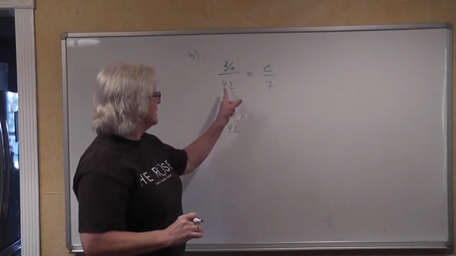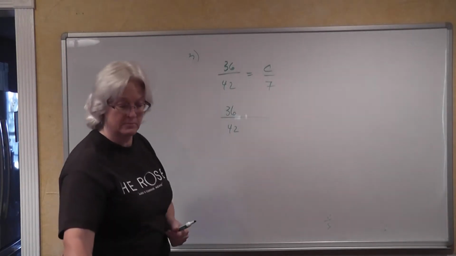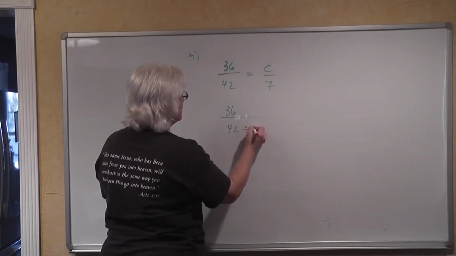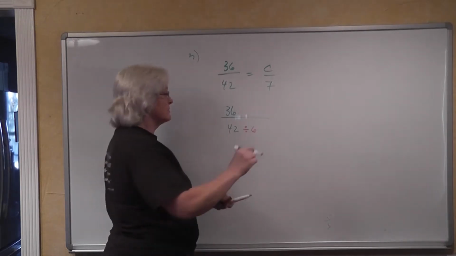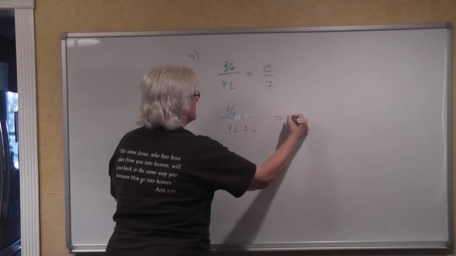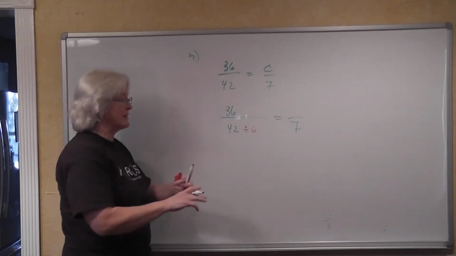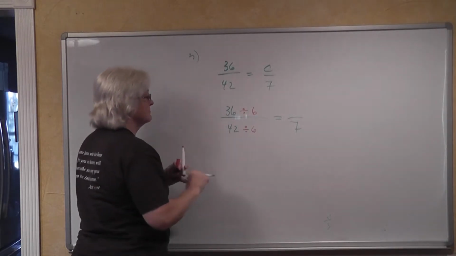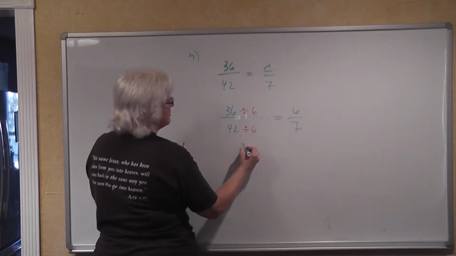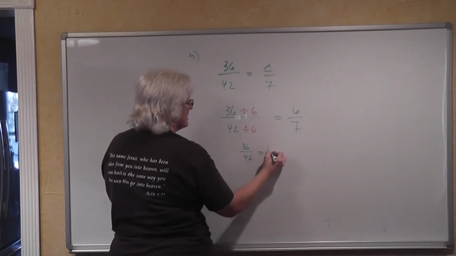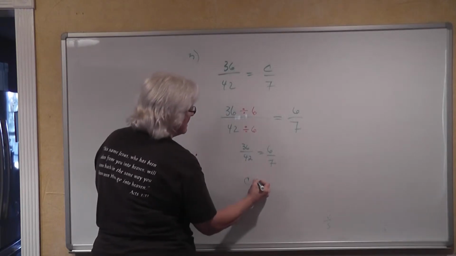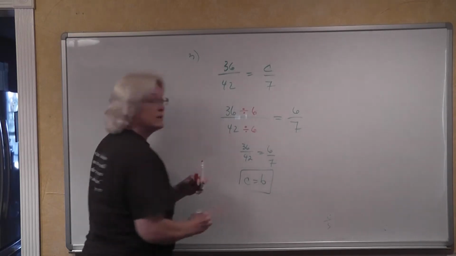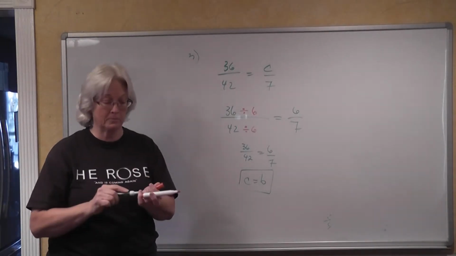So we have 36/42. How did we get from 42 to 7? 42 divided by 6 is equal to 7. So since we divided the denominator by 6, we're also going to divide the numerator by 6. And we see now that 36/42 is the same as 6/7, so we have that c is equal to 6. So that's what they're talking about here.